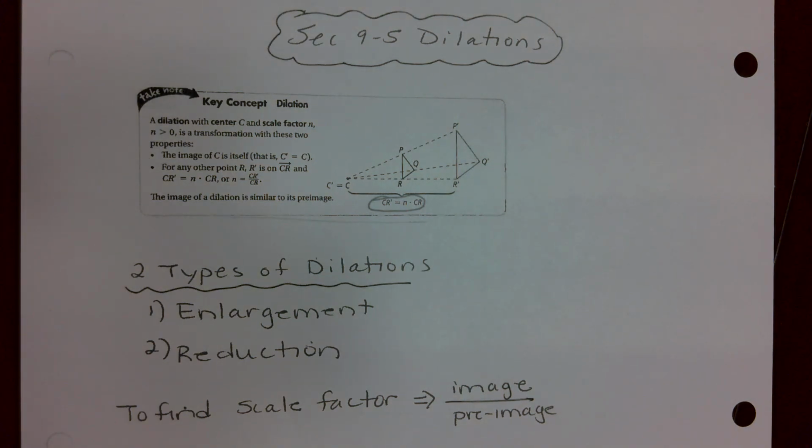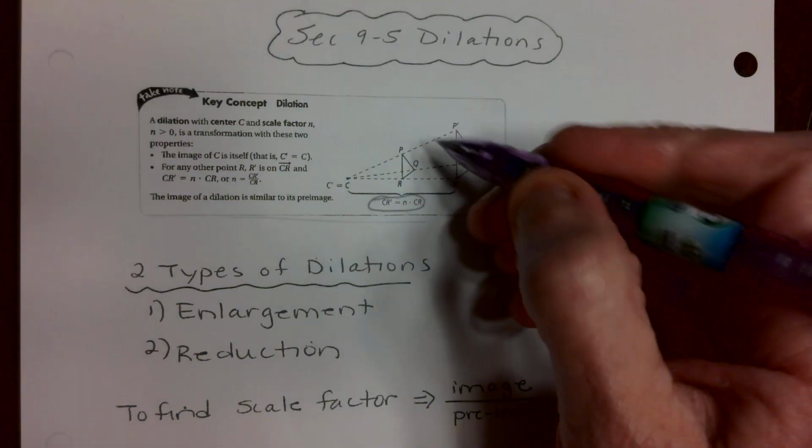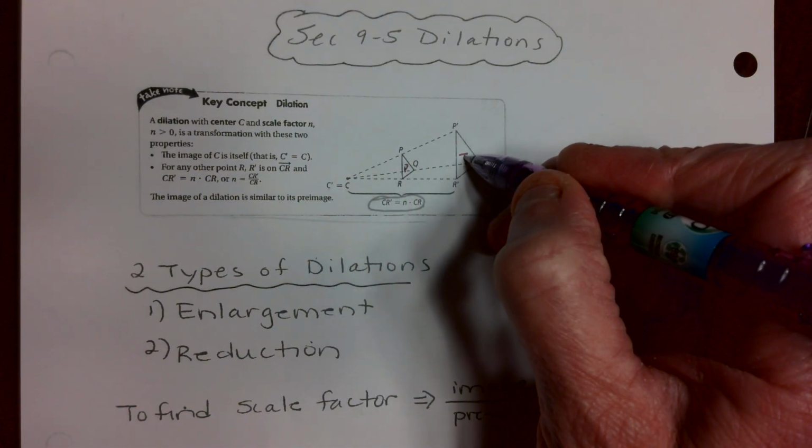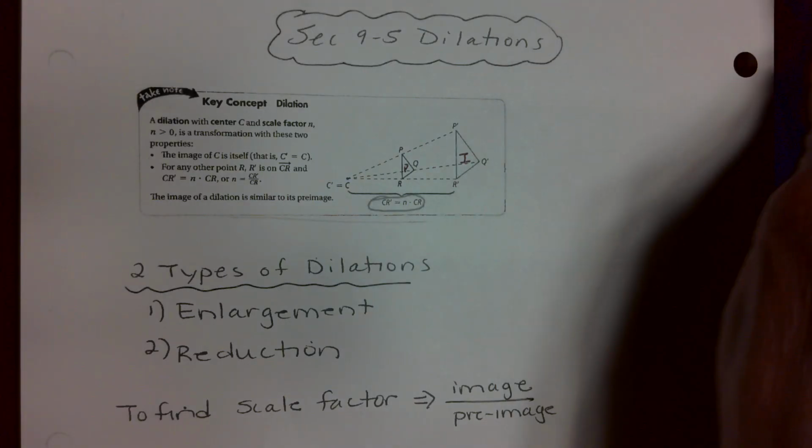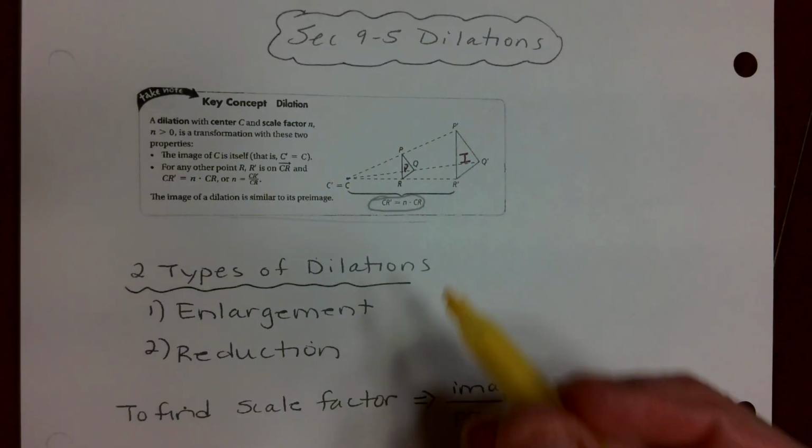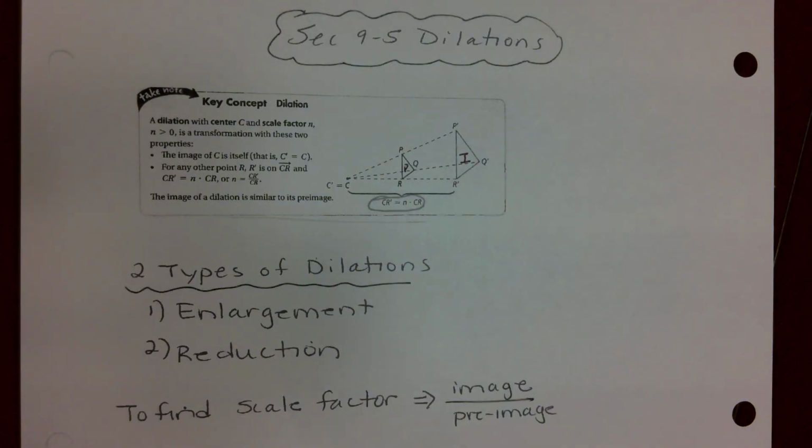All right, section 9.5, dilations. This is talking about the transformations when you have a preimage and it gets bigger or it gets smaller. Those are called dilations. So there's a couple ways you can look at it.